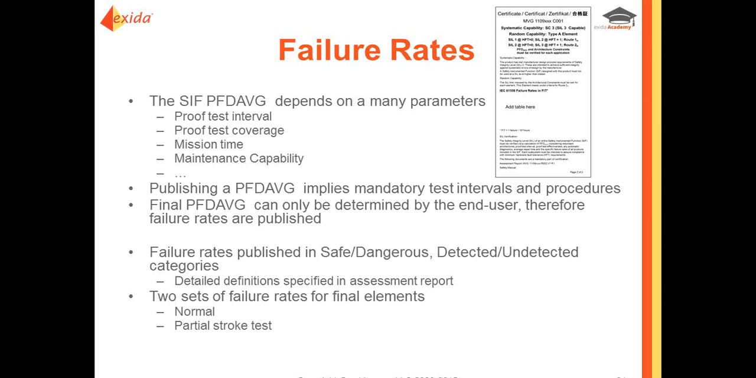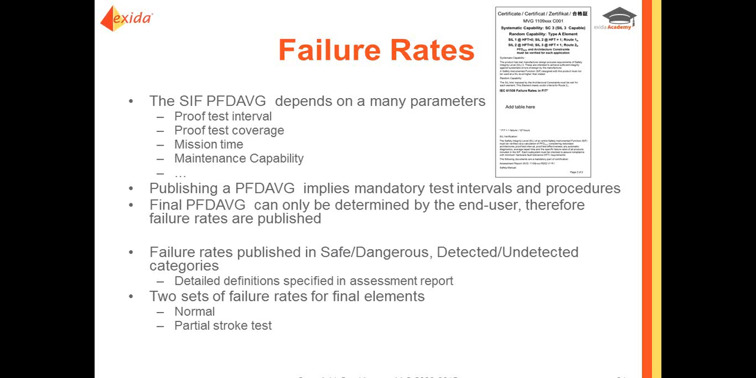So if we publish a PFD average number, it would be to make assumptions at some of these numbers, which doesn't always lead to the correct answer. So we do not publish the PFD average numbers on our certificate. Publishing it could imply mandatory test intervals and procedures that we don't necessarily know, and the final PFD average calculation can only be determined by the end user. Therefore, we publish our failure rates, and those numbers are what the end user needs to perform the calculations.